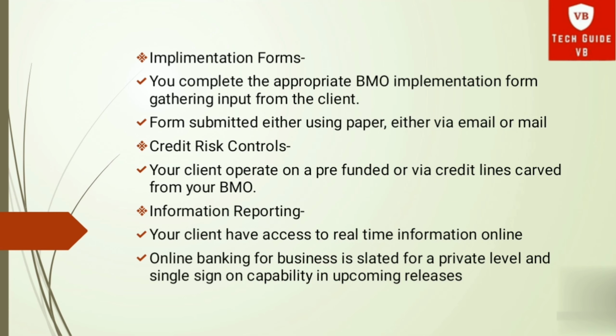Next is the implementation form. In this implementation form, submitted either via paper, email or mail, you complete the appropriate BMO implementation form for gathering input for your client. Next is credit risk control. Your client operates on a pre-funded basis or via credit lines carved from your BMO limit. Next is information reporting. Your client has access to real-time information online. Online banking for business is slated for a private level and single sign-on capability in upcoming releases.